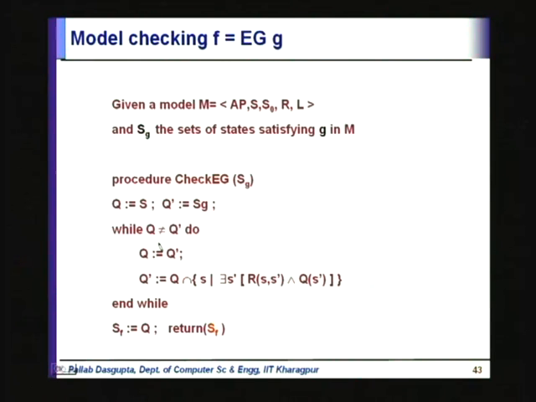Now suppose the property is not satisfied, in the sense that there is no state which satisfies EGG, then where is this going to terminate? It will terminate with the null set. In two successive iterations you will find that Q equals Q dash, because both are null.